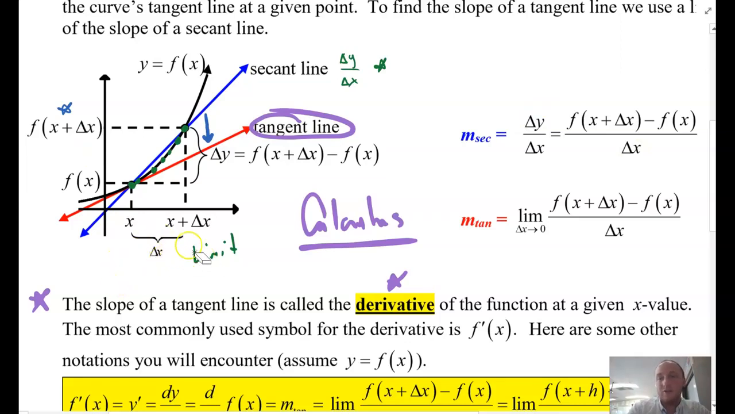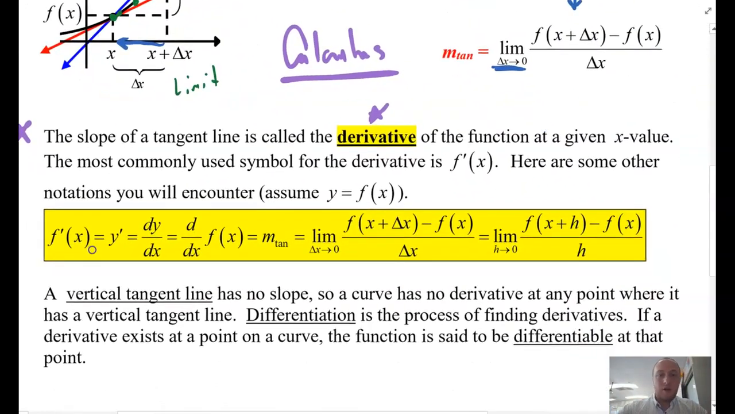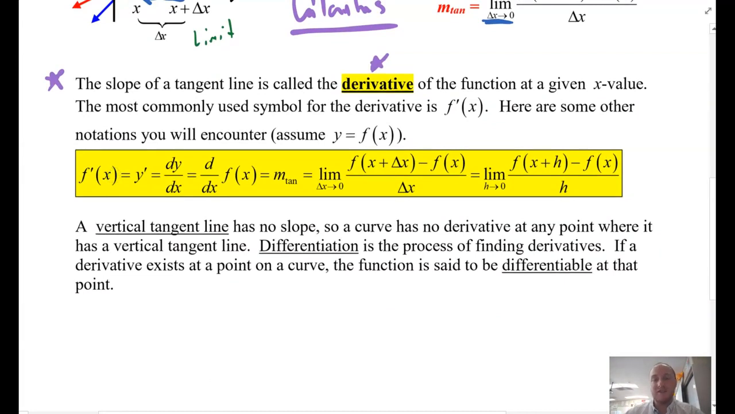Okay, so what we want to do is take this idea and take the limit as delta x approaches 0. I want this delta x value to shrink to 0, and that will give us the instantaneous rate of change. So the slope of a tangent line is called the derivative. This is very important. The derivative is the slope of a tangent line.